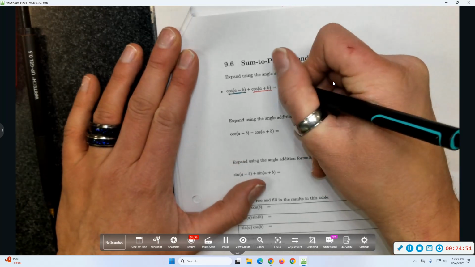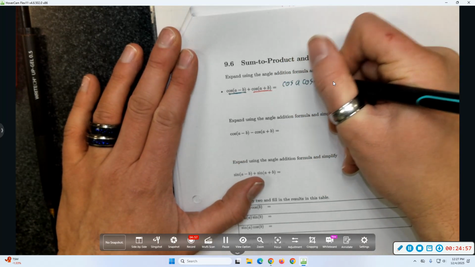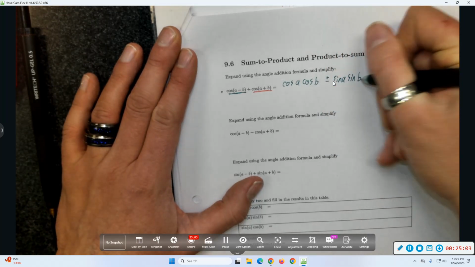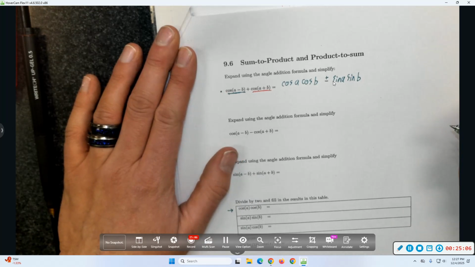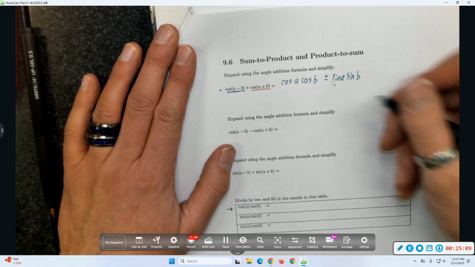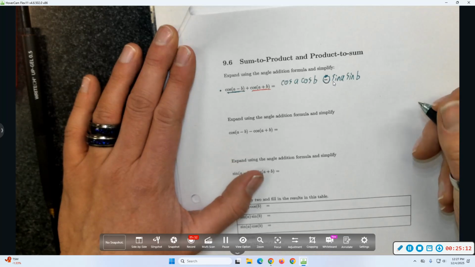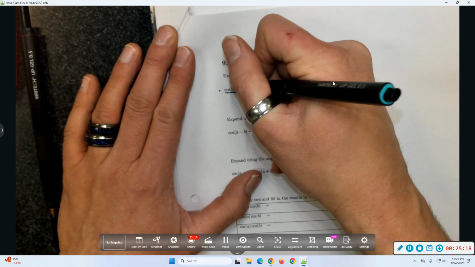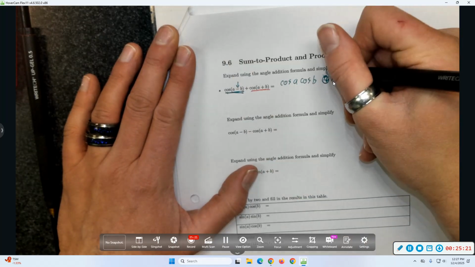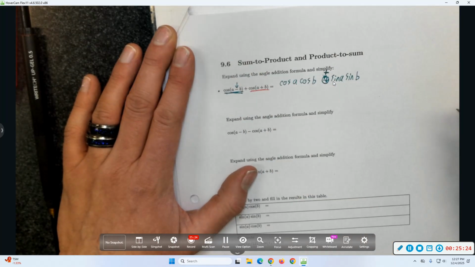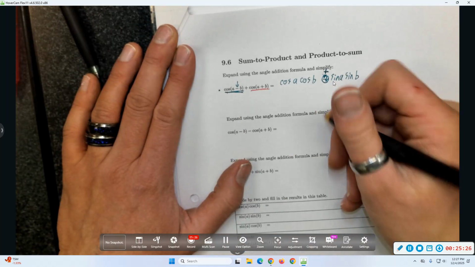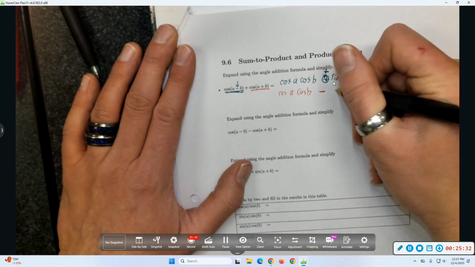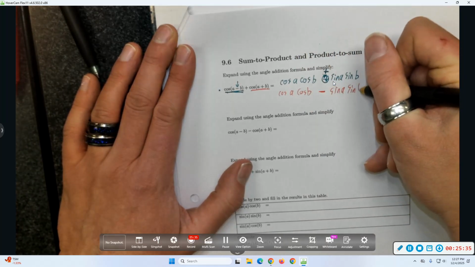What does the angle addition formula say for cosine of a minus b? Cosine a, cosine b, no, sine a times... I agree, it's one or the other. Which one? Minus. Wait, no, it's plus. I want to do minus for the blue one, so this one should be a plus. Minus becomes a plus when you do angle addition. And then the same thing for cosine of a plus b. That's going to become cosine a, cosine b, minus sine a, sine b.